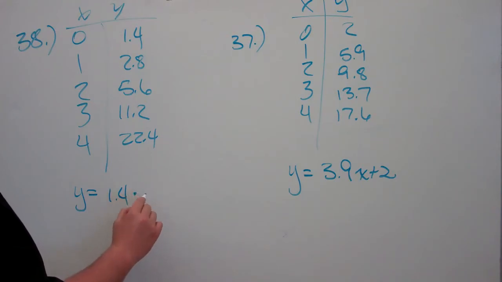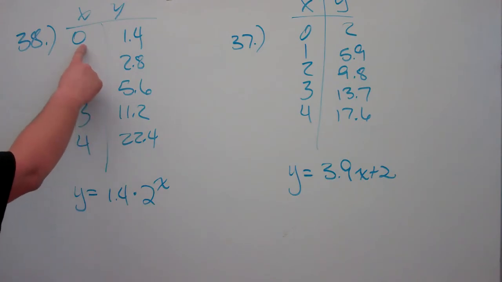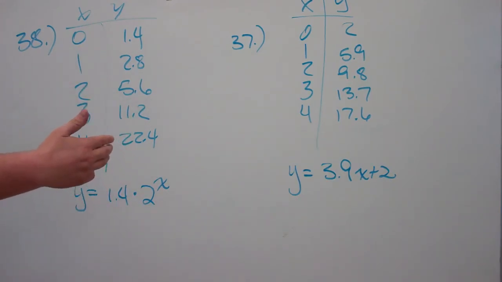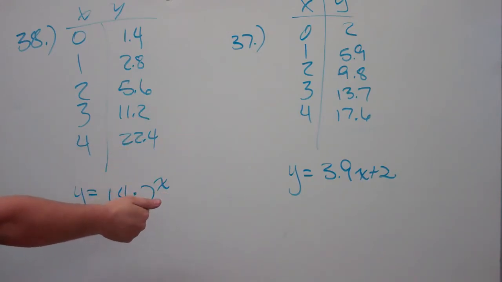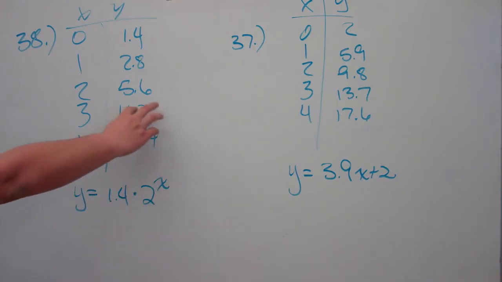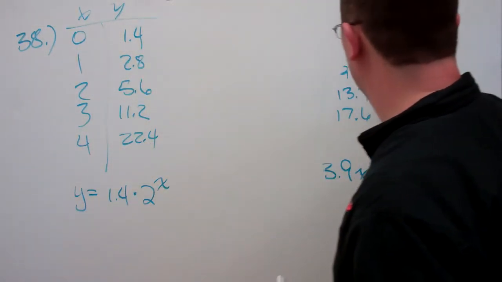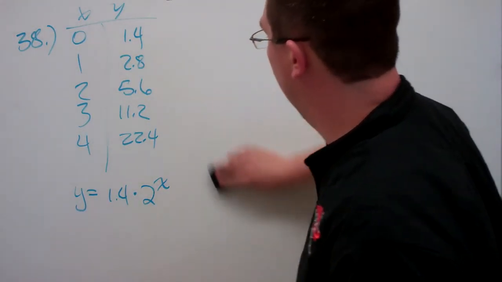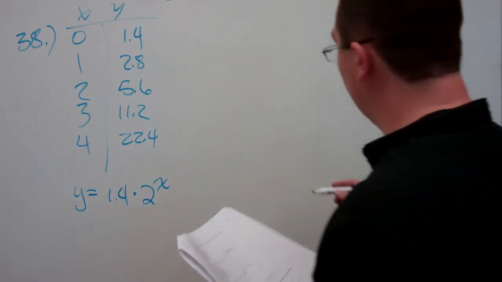Well, if we multiply 1.4 by 2 raised to the x, if you notice, 2 to the 0 is 1, so that's 1.4. 2 to the 1 is 2, so that's times 2. 2 squared is 4. 1.4 times 4 is 5.6. So there's your equation: 1.4 times 2 raised to the x. Not too bad. That took a little more thinking, but still, relatively not bad.